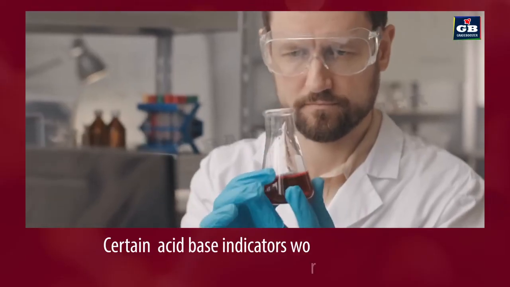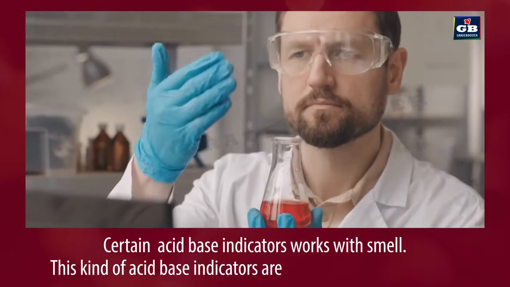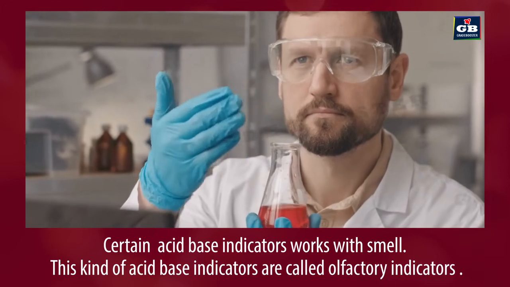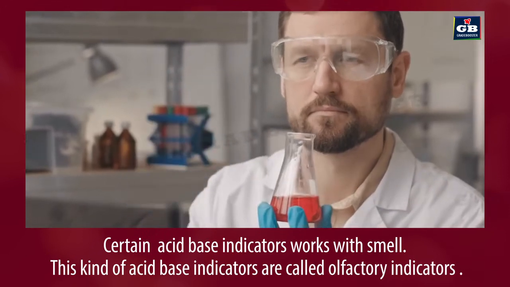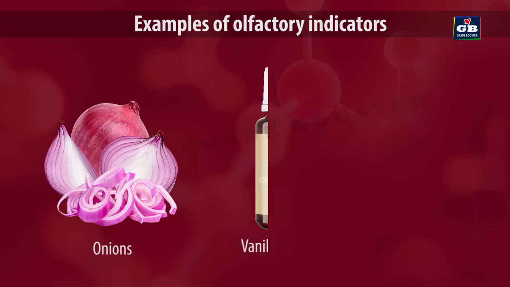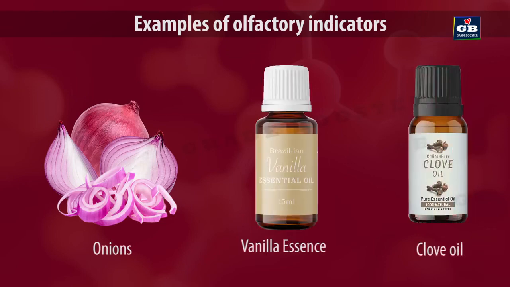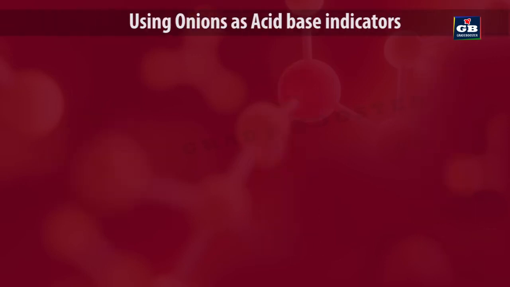Certain acid-base indicators work with smell. These kinds of acid-base indicators are called olfactory indicators. Examples: onion, vanilla essence and clove oil. Using onions as acid-base indicators.